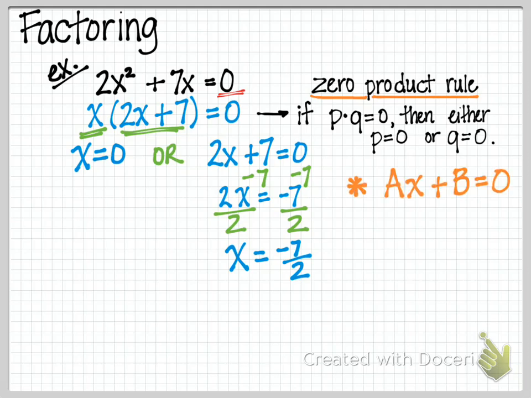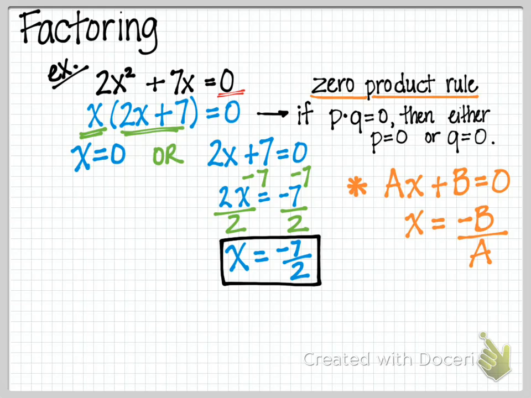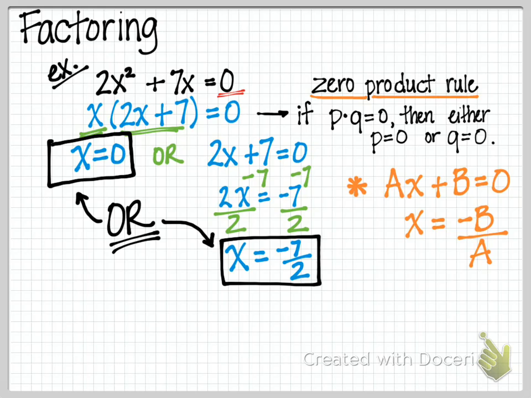There's a format here: when you just have a first-degree equation, basically a linear equation, that equals 0, the solution will always be that x equals the opposite of b divided by a. That's just a quick way to solve a linear equation that equals 0. So I know that the solution to this quadratic is x equals negative 7/2 or x equals 0.